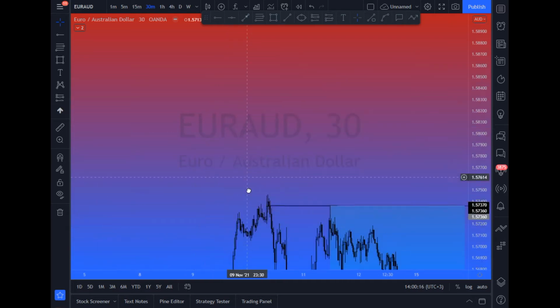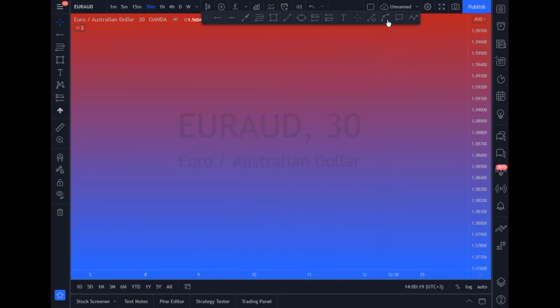I'm going to first talk about basic QML. So what is QML? QML is Quasimodo level. When the market is in an uptrend and then it breaks the uptrend structure, you expect it to go back. It breaks this structure, you expect it to react to this level and then go down. So this is a reversal QML.